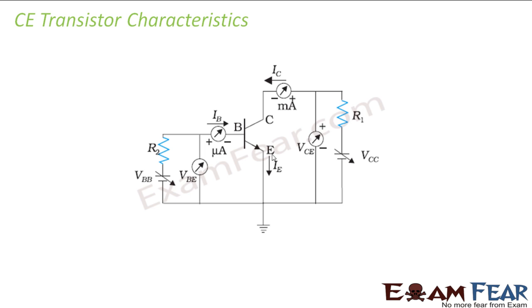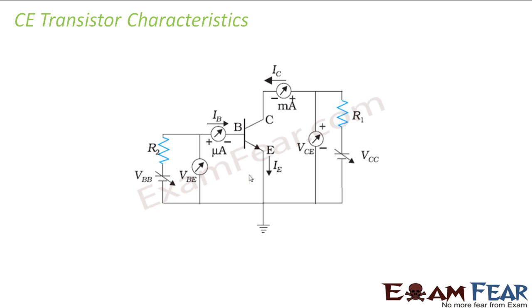Here you can see that this is a common emitter transistor. The emitter is grounded. It is connected to the base via a resistance, which is the input resistance, and a power supply. Similarly, the collector is connected to the emitter through a load resistance and again a power supply. This power supply is denoted by VCC. This is VBB because this power supply is connected to the base. Since this is connected to the collector, it is called VCC.